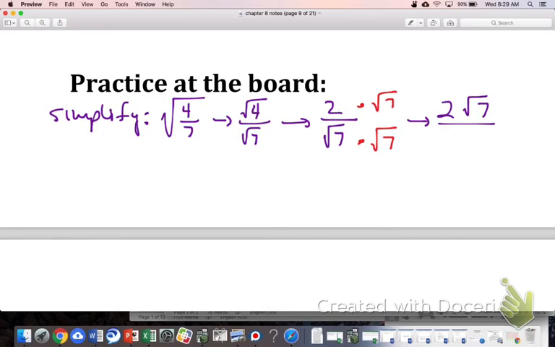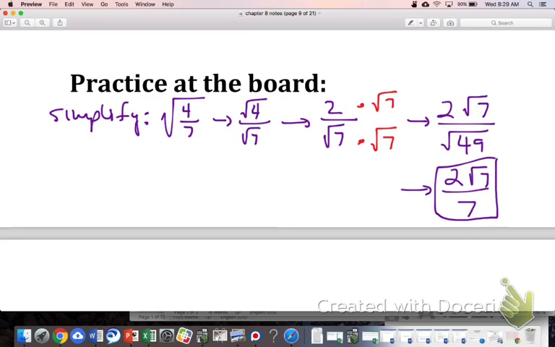Not 0. Wouldn't it be the square root of 49? And what's the square root of 49? 7. So you'd end up with 2 root 7 over 7. Hosanna, I think I just heard you ask a really good question. 2 root 7 over 7 would be our final simplifying.